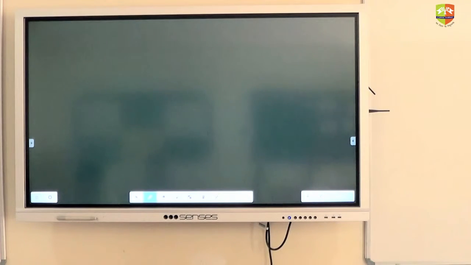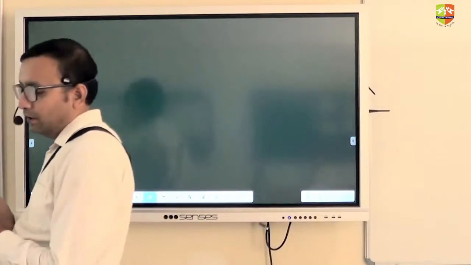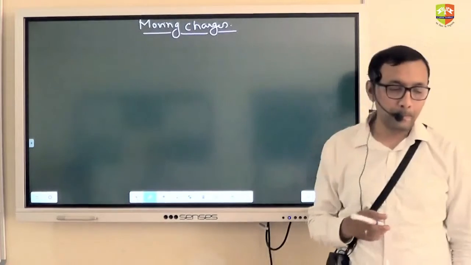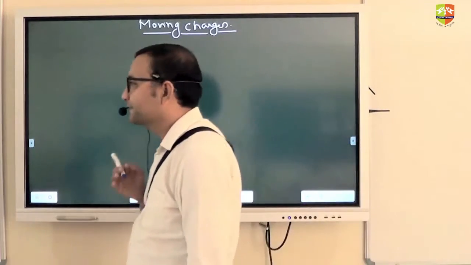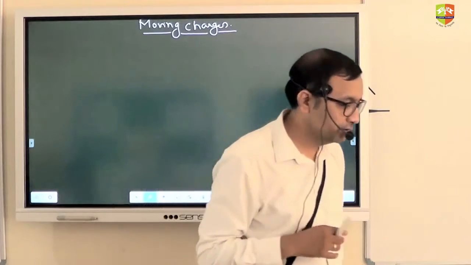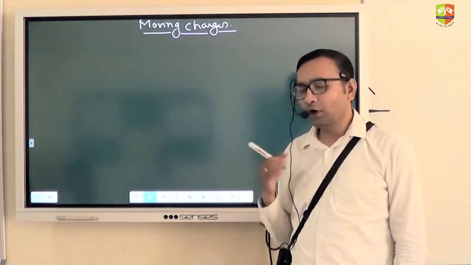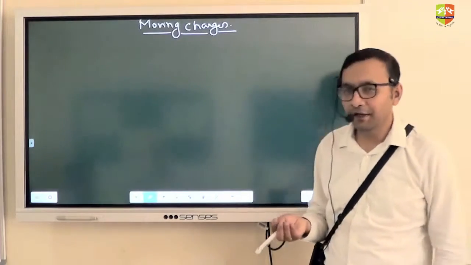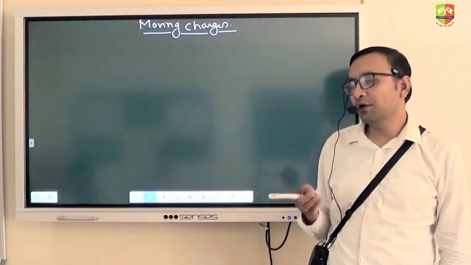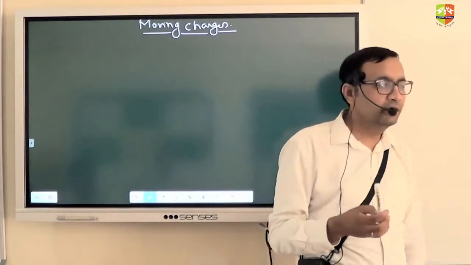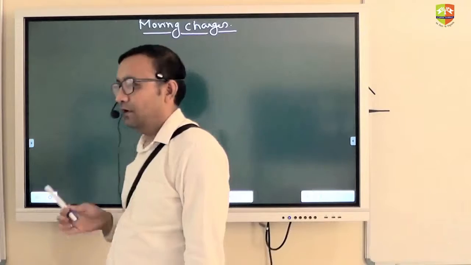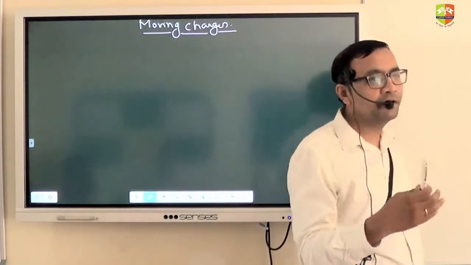Write down the chapter name, moving charges. As we have discussed already, we are dividing this chapter into two parts, magnetism and then moving charges. Most of this, as in the formula for the force and the magnitude, whatever we are introducing right now, is an experimental finding. For example, if I tell you that velocity is in this direction, magnetic field in that direction, then the direction of force is this. If you ask me why, I don't have an answer to that. It is an experimental finding.